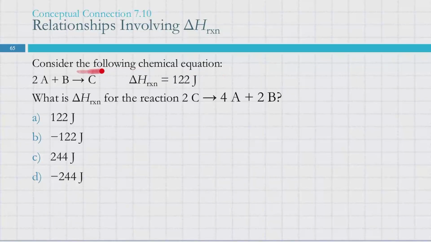We want to consider the following reaction. 2A plus B goes to C. This equation as written has a delta H of 122 joules. What's the delta H for 2C going to 4A plus 2B? What are some changes that we made from our original chemical reaction to this new chemical reaction? What's one thing that we changed? We flipped it left and right.